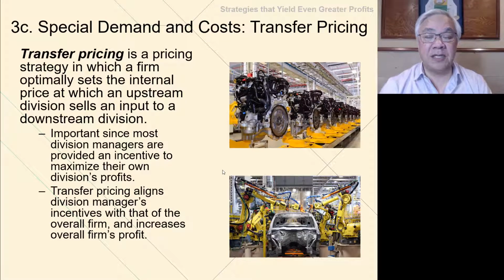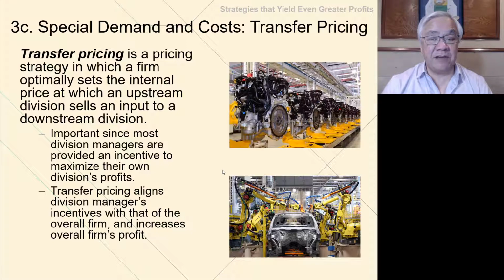The next condition is transfer pricing. It's where we have a company that has different divisions that do different things in sequence to each other. So in this example by the photos, we have an engine manufacturing on the top, and the engine might go into a car on the bottom. So transfer pricing is at what price does the engine division sell to the assembly division?